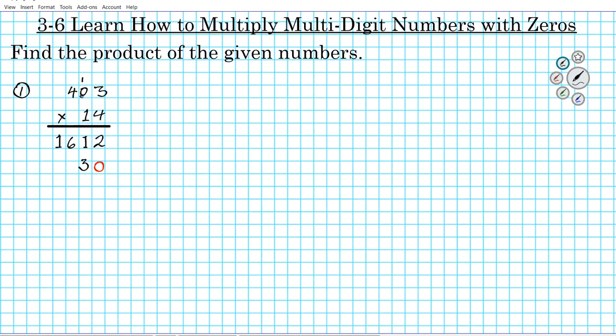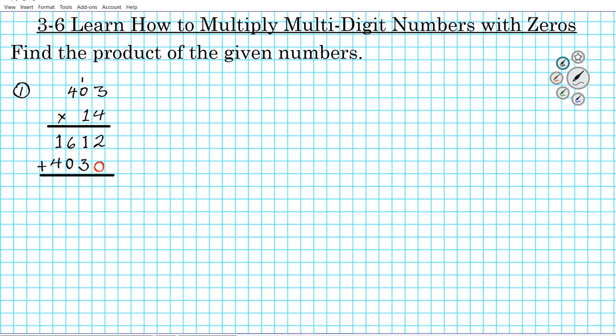1 times 0, notice what happens. 1 times 0 is just 0. There is nothing that we carried over to bring down. And then lastly, 1 times 4 is 4. We're going to proceed to add these digits, and that will generate the product of 403 and 14.